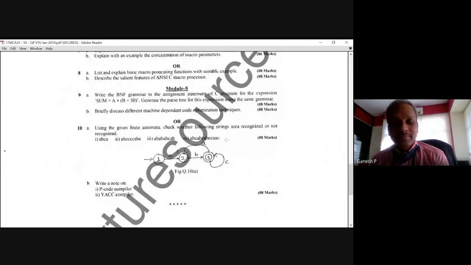Okay, in continuation, it's again machine dependent code optimization. Even in the last question paper, the same thing was asked. And second, they have given an automata diagram. We have to check whether the given input is valid or not. We have done it already, it's a very simple one. Next, a short note on P-code compiler, which is a pseudocode compiler or a Java-type compiler. Next, we have the ACK compiler. I think ACK was given as an assignment. Hope you could find the solution for that.